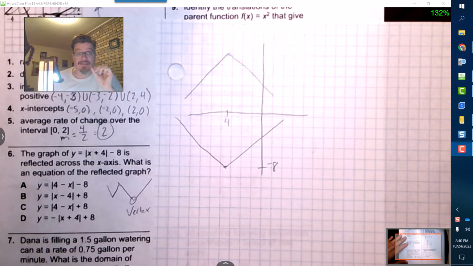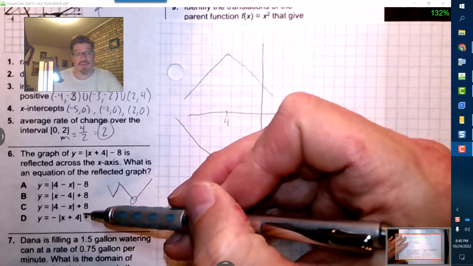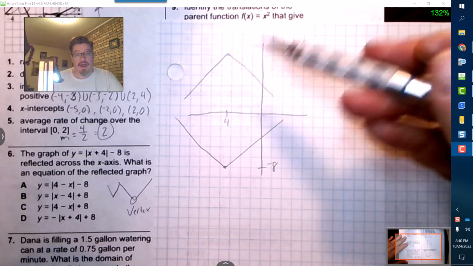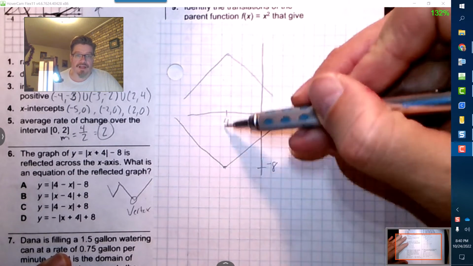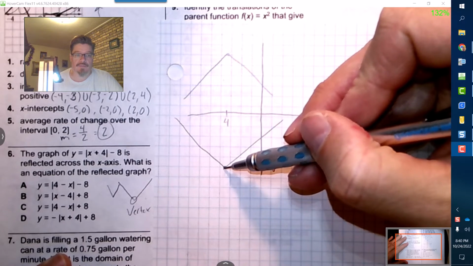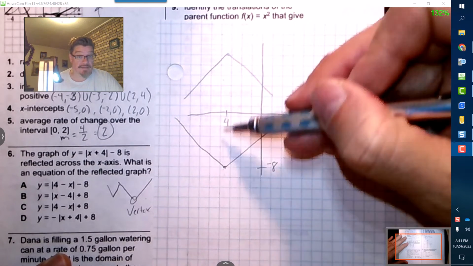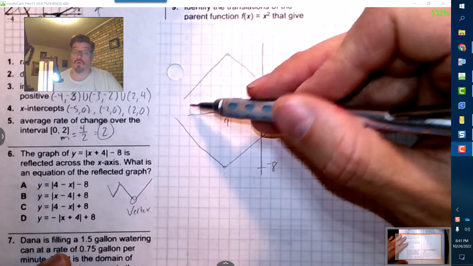So what this means then is I have to go through these guys right here and figure out which one of these represents this. Now, if I'm reflected over the x-axis, notice how I'm still to the left 4. All right, I'm still to the left 4, and I'm not down 8, but I'm up 8. And I'm also pointing down.